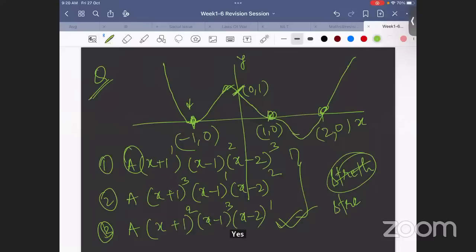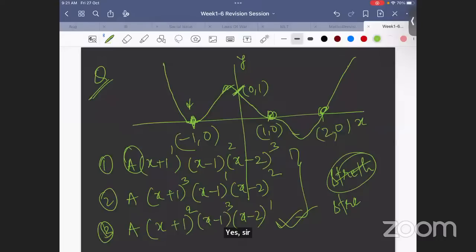Now you have to check the multiplicity. How do you check the multiplicity at this point? At minus 1, what is the multiplicity? Is it an even number or an odd number? Even number, because it's bouncing off, right? It's going there, touching, and coming back. So it is bouncing off.